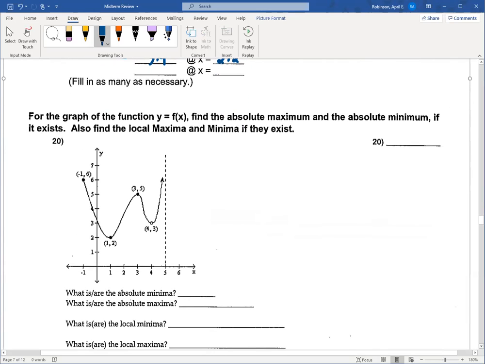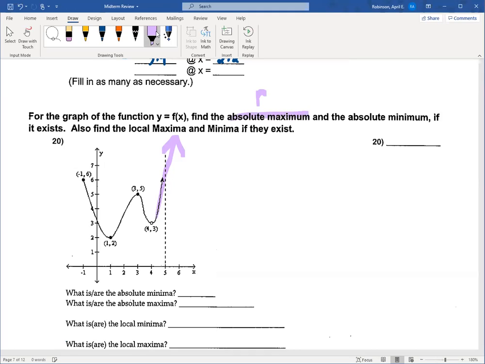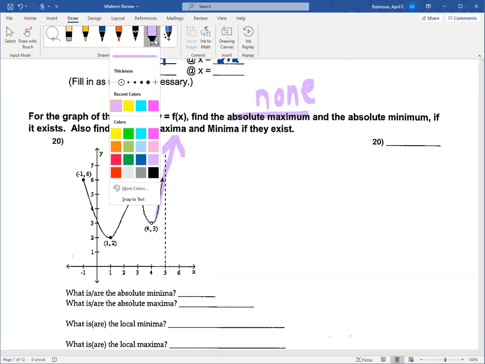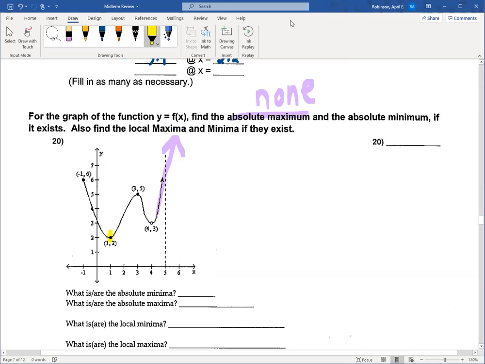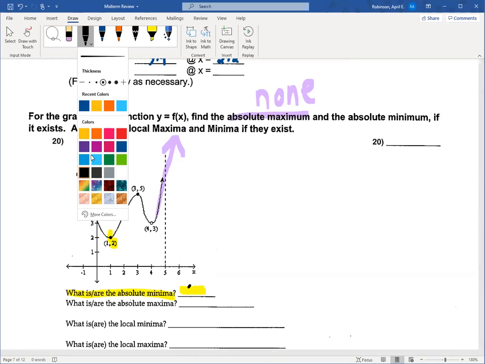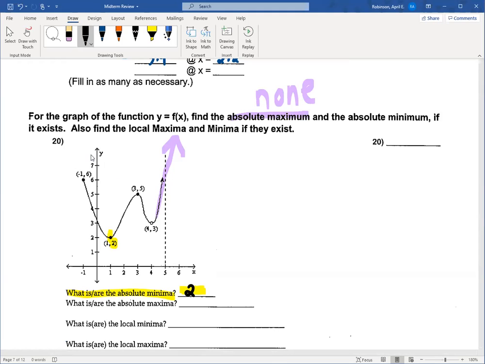Now this one says absolute maxima. Because this graph keeps going up and up, there is no absolute maxima. There's none on that. And then the absolute minimum would be the absolutely lowest point on the graph, and that would be this one right here. What is the absolute minima? The minima would be the y coordinate, so I would put 2 there. And then the absolute maxima, that was none. And then the local minima is actually just the 2 again. This is an open circle, so you can't include that one. And then the local maxima, there are 2 local maximas at 6 and 5.